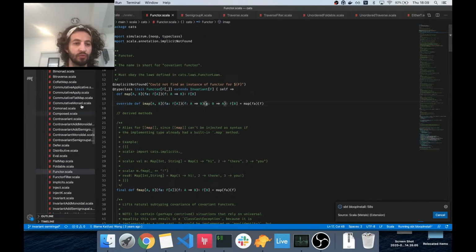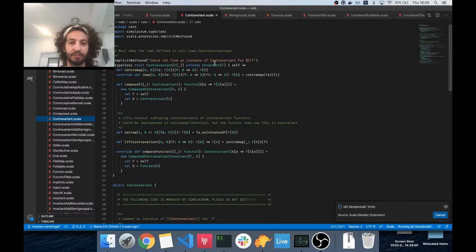And the same goes for contravariant, right? So contravariant also extends invariant, but in the opposite case. So we also override IMAP right here, but we don't ignore what we call G here. It's called FI. I don't know why. Maybe F inverse. That would make sense. But we ignore this first parameter here, this first function. So yeah, so much for that.